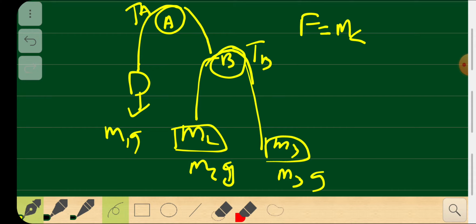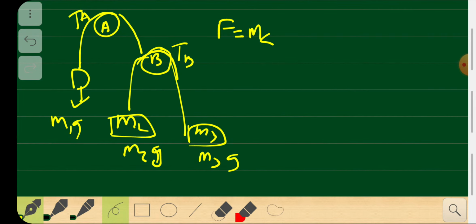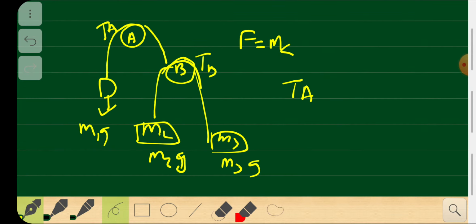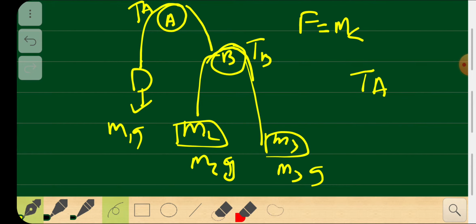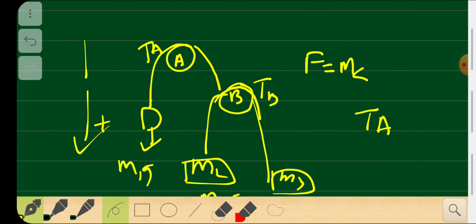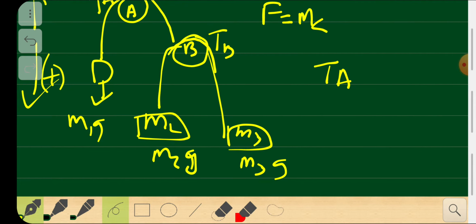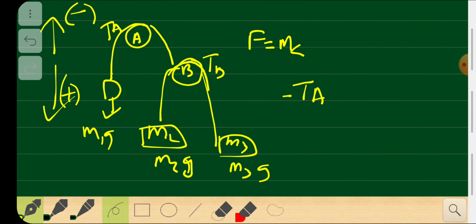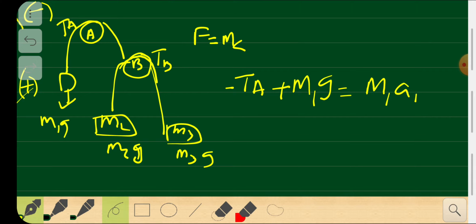So let's write down for m1. For m1, the force will be TA minus... I'm going to take the downside as positive. So whatever goes downwards is positive and whatever goes upwards is negative. You have a sign convention here. TA is negative here, so you can write down minus TA plus m1g must be equal to m1a1, which is the F equals ma part.